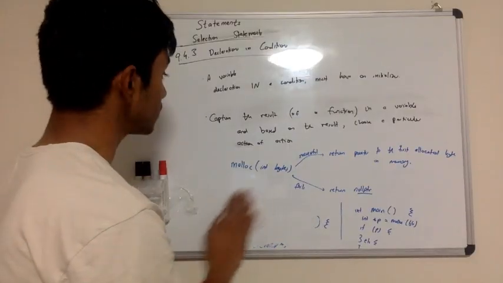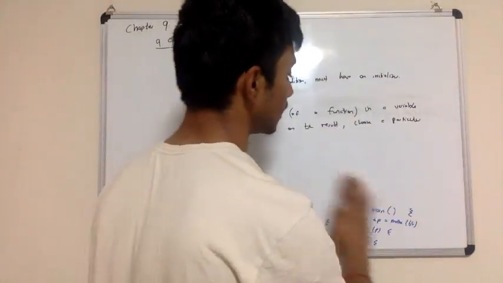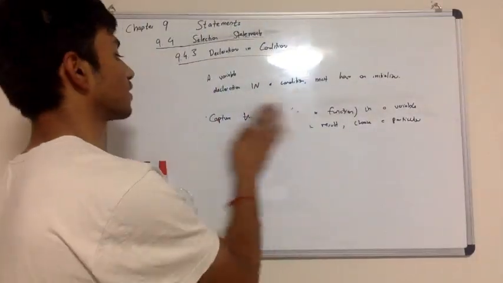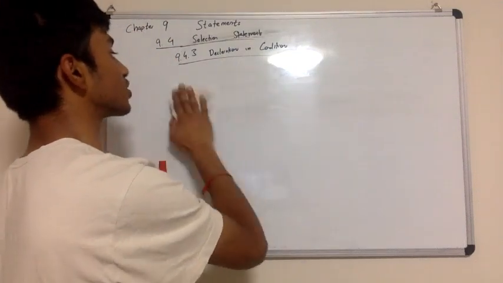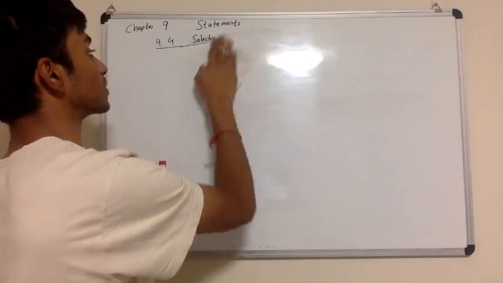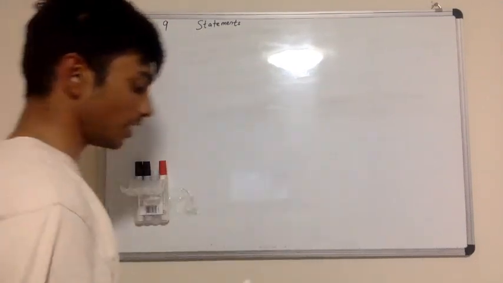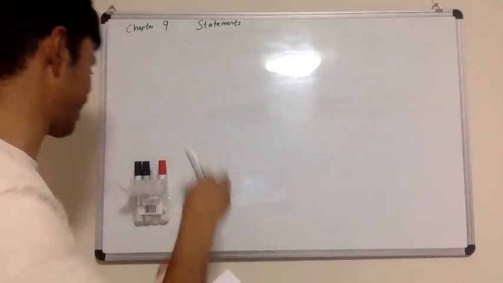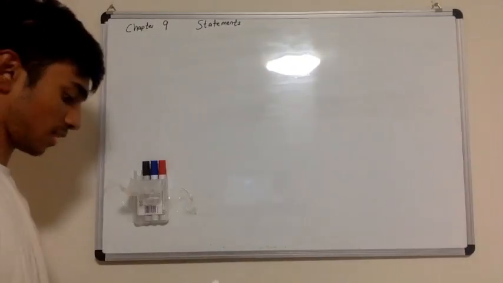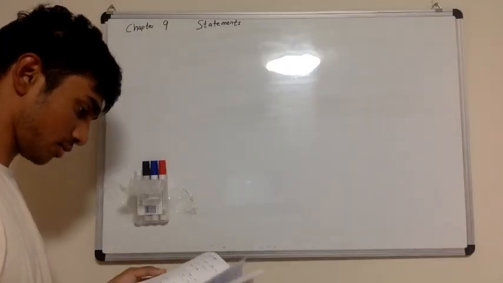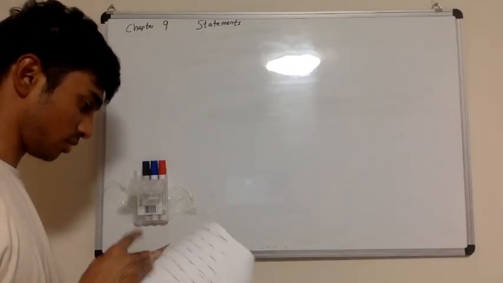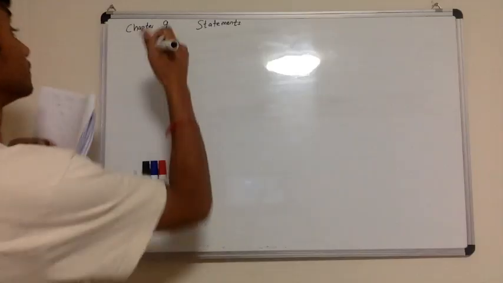Okay, so that's everything on selection statements. So we talked about if statements, switch statements, things to do with declarations and conditions, and a little bit to do with scope as well. So now we look at iteration statements. How are we going? Okay. Yeah, not bad. Okay, so 9.5 is iteration statements.